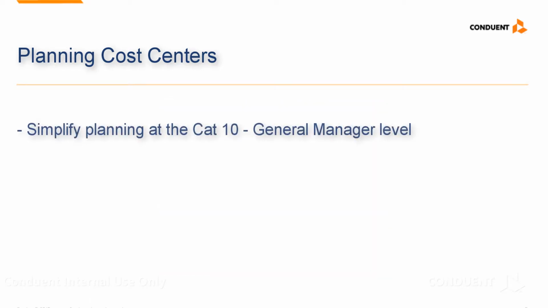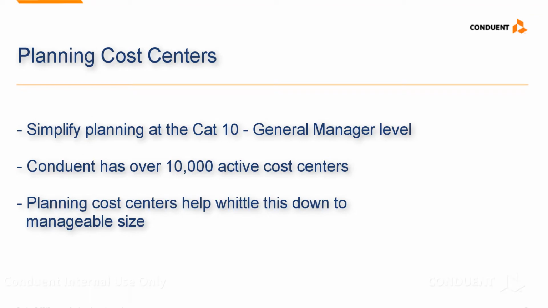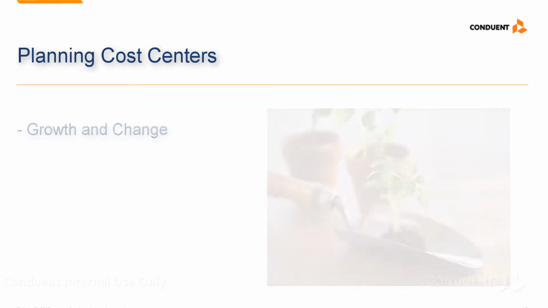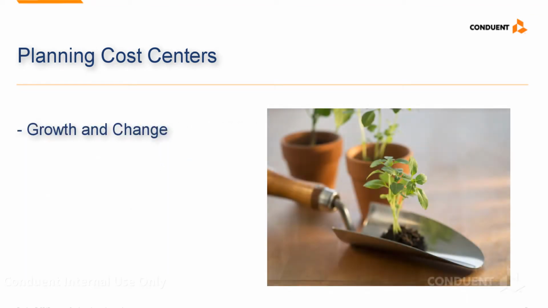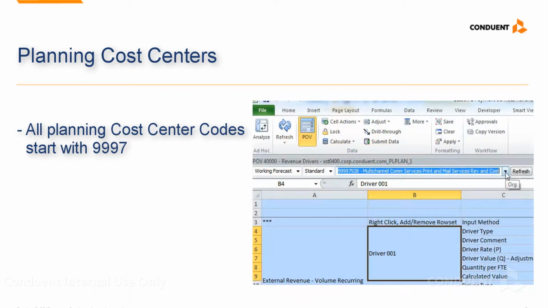Planning cost centers were created to support the vision of simpler planning at the CAT 10 or General Manager level. At the time of this recording, Conduent has over 10,000 active cost centers, and we are using the planning cost center concept to whittle that number down to a manageable size with a design that can easily adapt to growth and change. It was decided that all planning cost center codes start with 9997.